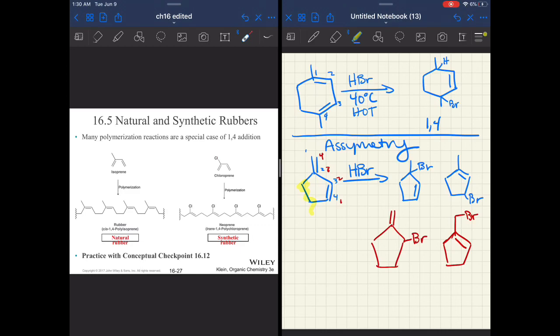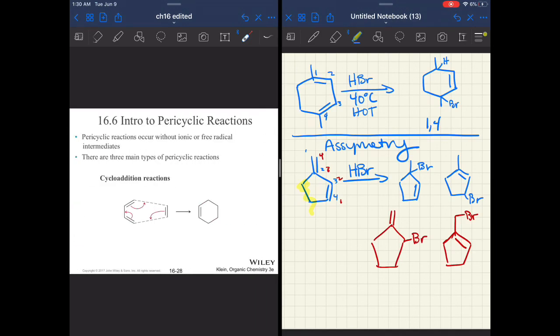Now, I'm only going to touch on this because I do not get into polymers in this class, but this type of reaction is useful in some polymerizations. I will not test you over that, so you can just skip that.